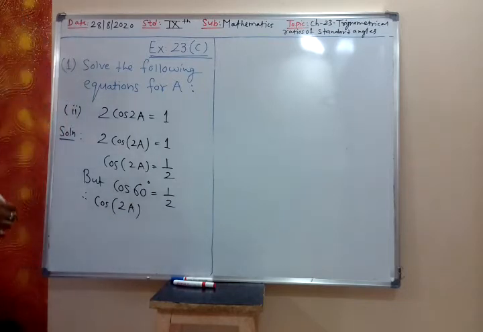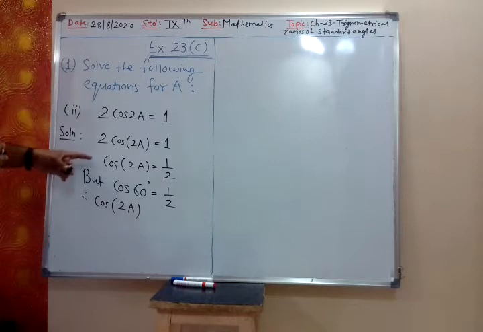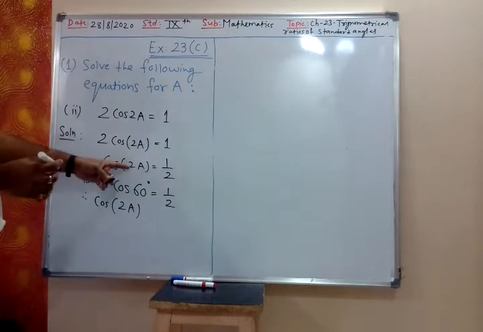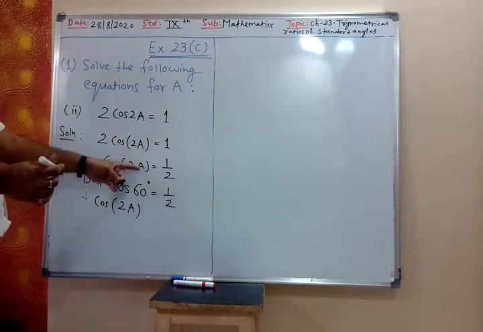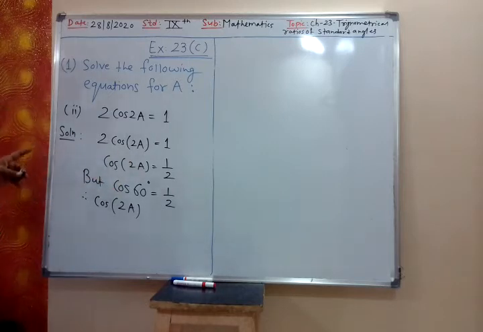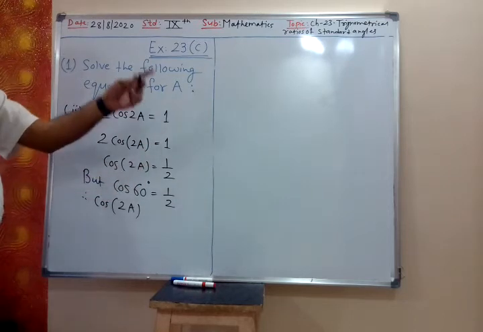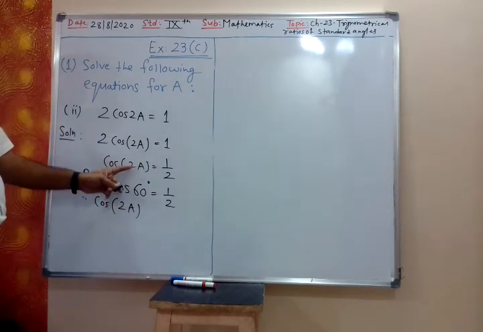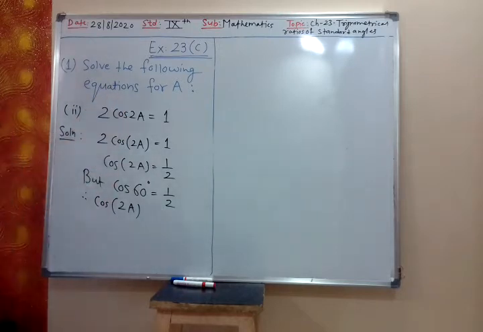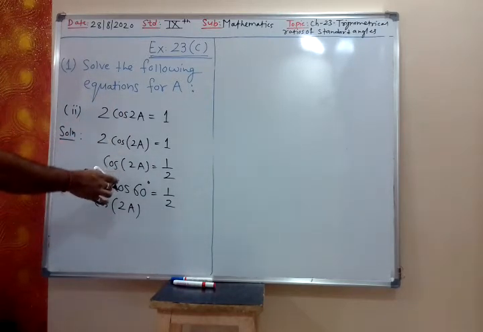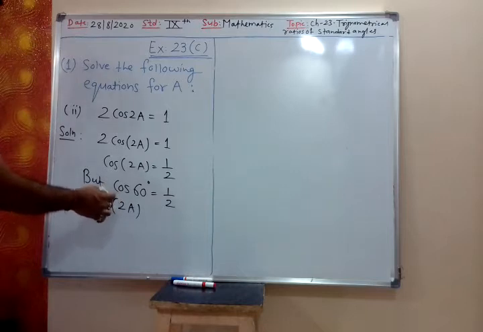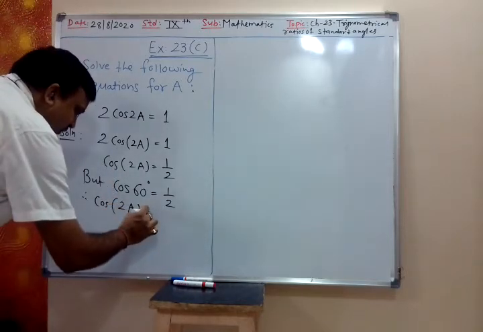Why do you multiply by 2? See, in cos 2A, this 2 is in the angle. I cannot take this 2 outside and then multiply it in the denominator. This 2A will remain in the angle only. Cos 2A is 1 by 2, cos 60 is 1 by 2, so cos 2A is equal to cos 60 degree.